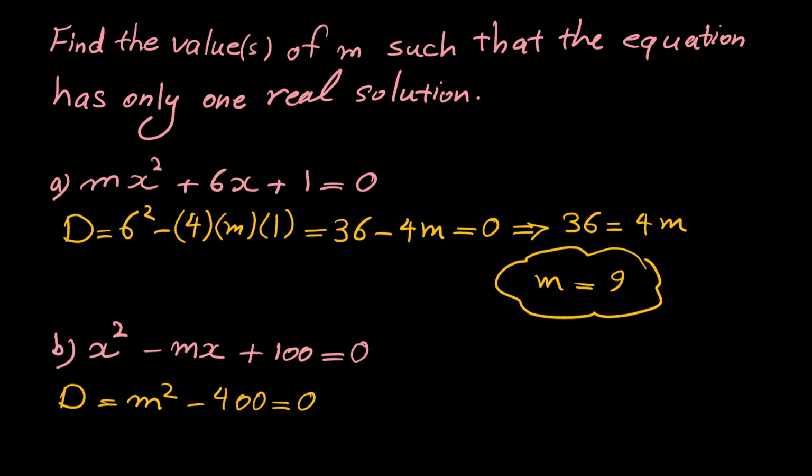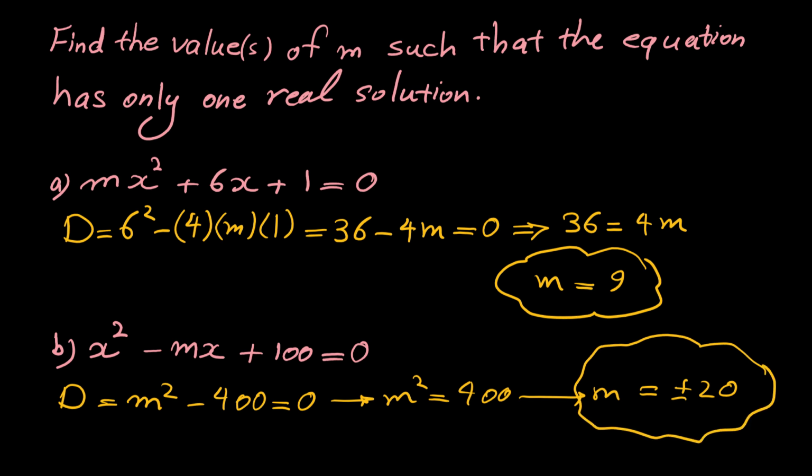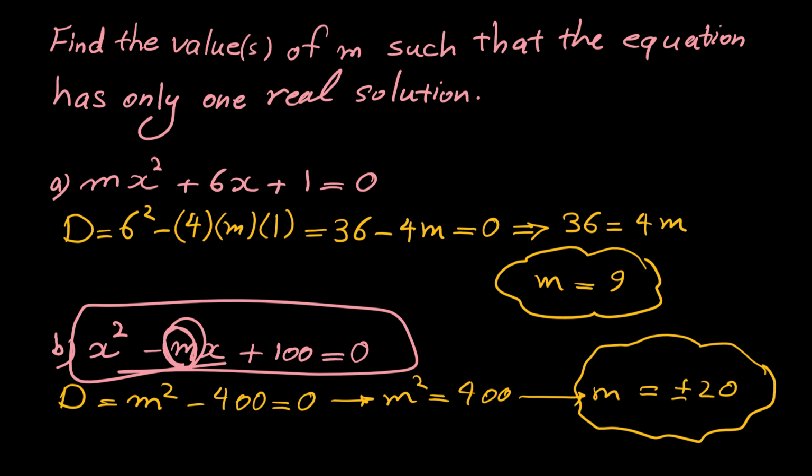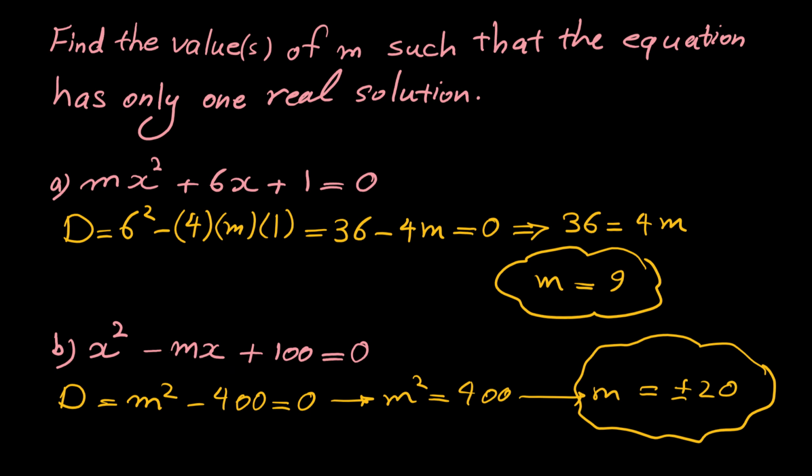Now we have to solve this for m. m² is 400. If we take a square root from both sides, m is plus minus 20. So for these values of m, 20 and negative 20, if we replace this m with 20 or negative 20, then the equation has only one real solution.